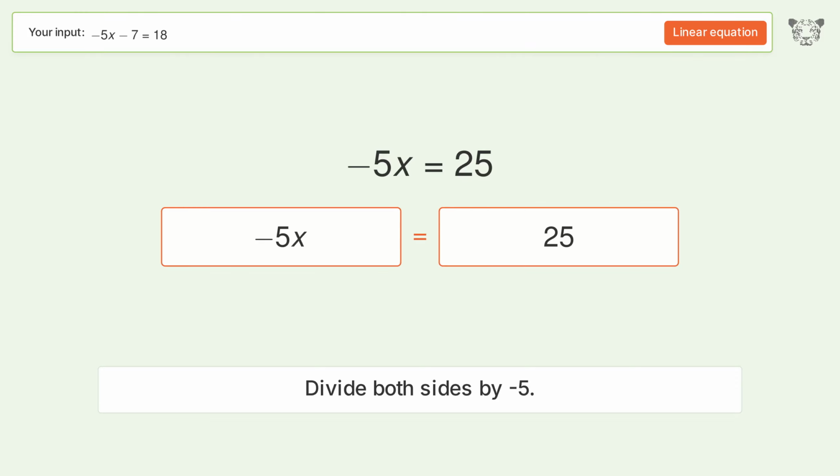Negative 5 is multiplying x. To leave x alone, divide both sides by negative 5.